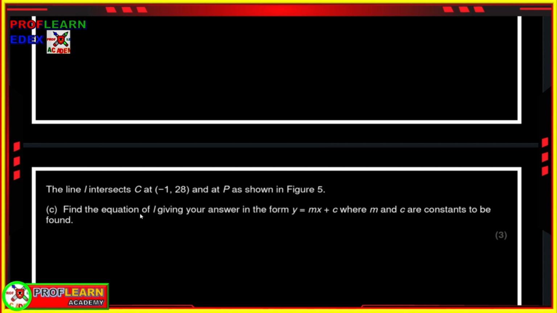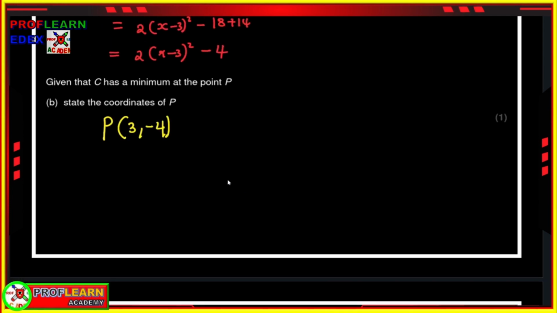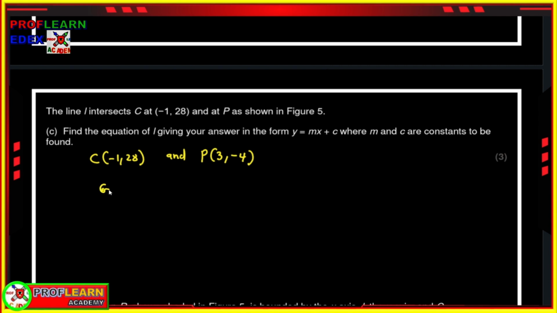The line L intersects C at negative 1, 28. P and this point are shown there. So we have seen how the two lines intersect. Find the equation of L. These are 2 points where the straight line is passing: the point P and the point whose coordinate is negative 1, 28. Then it means that this being a straight line and you have 2 coordinates, for you to find the equation of the line, you just need to find the gradient of the line.